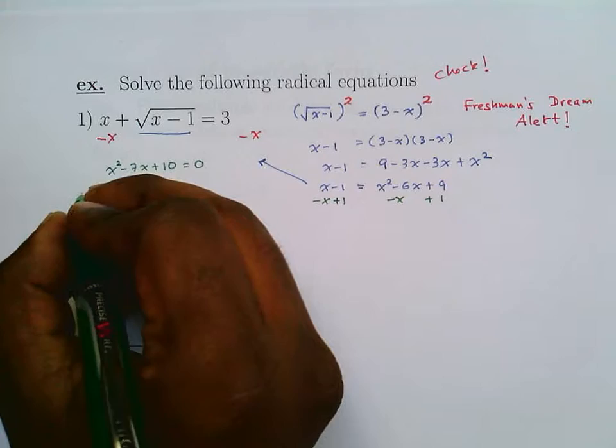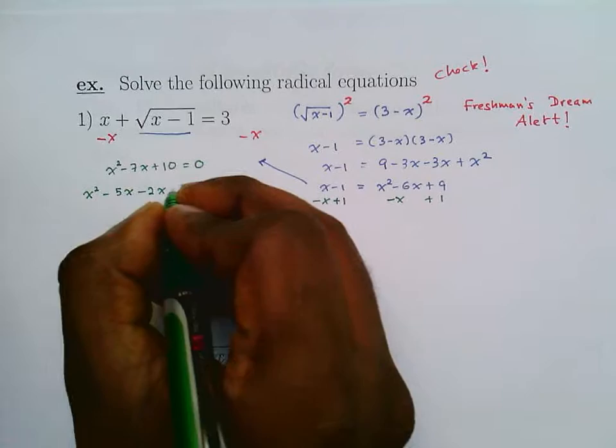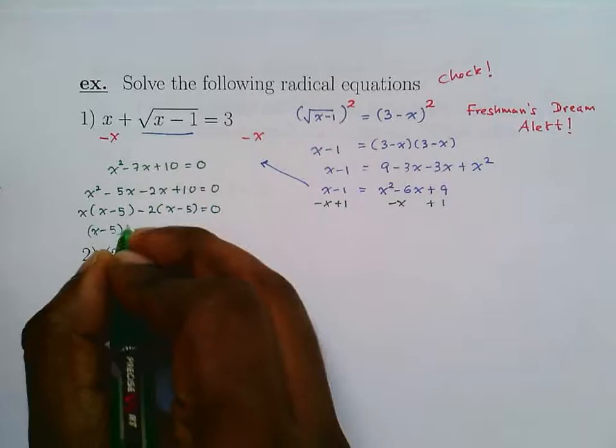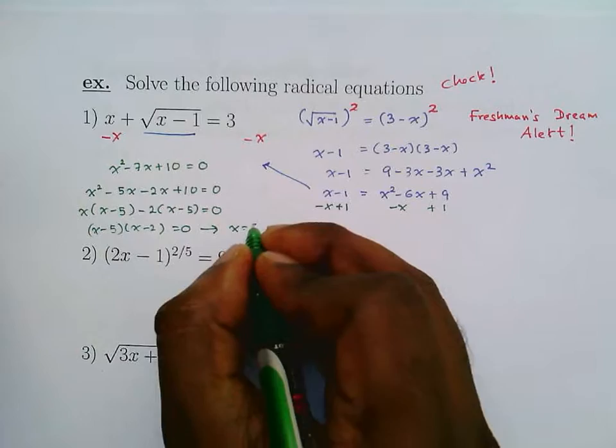So x squared minus 5x minus 2x plus 10 is equal to 0. x times (x minus 5) minus 2 times (x minus 5) is equal to 0. (x minus 5)(x minus 2) is equal to 0. So you get x equals 5 and x equals 2.